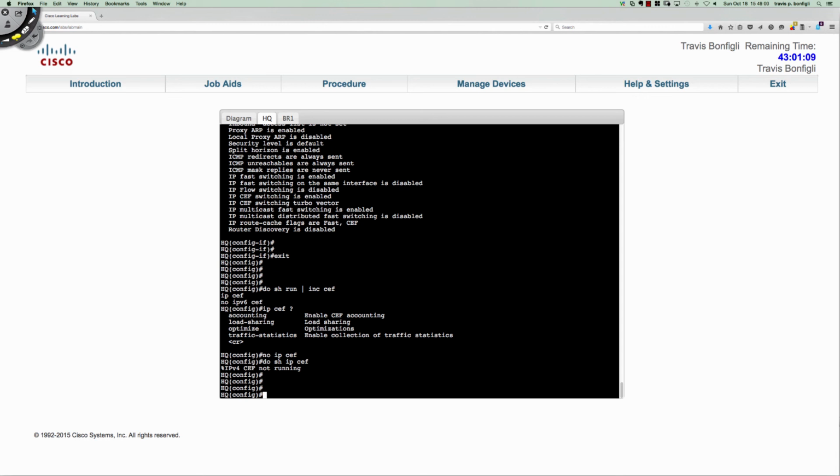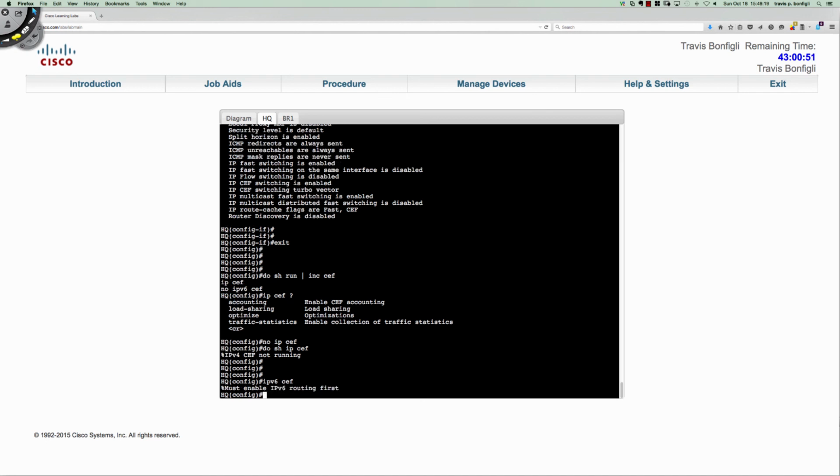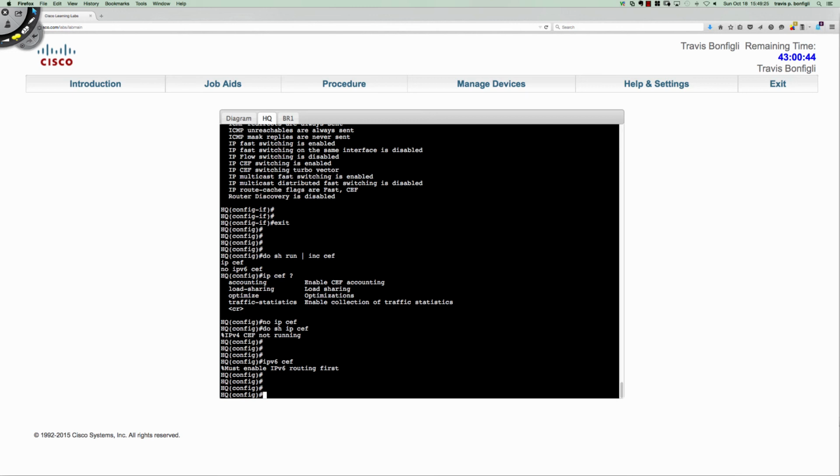Okay? So it doesn't talk about CEF for IPv6. So let's chat about that for just a quick second. You can see here in the output it says no IPv6 CEF. Well, what if I wanted to enable it? So if I say IPv6 CEF, what do you think it's going to say? Is it going to turn it on immediately, or do you think we're going to have an issue? We have to enable something else, something we typically have to turn on when we use IPv6 for our routing. Exactly. IPv6 routing must be on first.